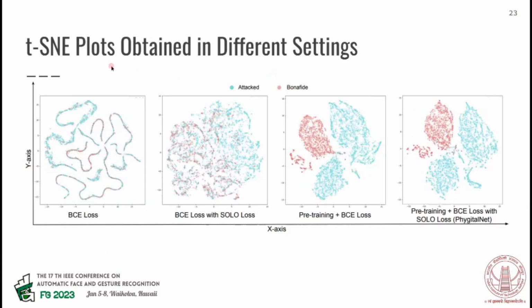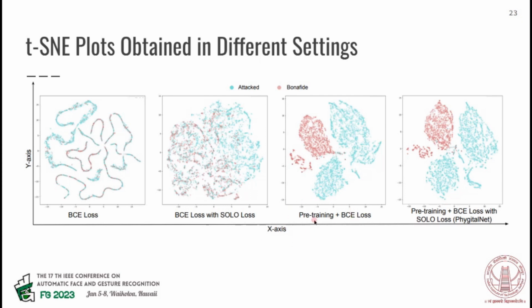This is the t-SNE plot obtained in different settings. So in the first graph, we train a ConvNet end-to-end only using a BCE loss, and this is the obtained t-SNE plot. When we start to train the ConvNet on BCE loss with solo loss, we notice some kind of cluster formation of the bona fide class. The red color corresponds to the bona fide class and the blue color corresponds to the attack class.